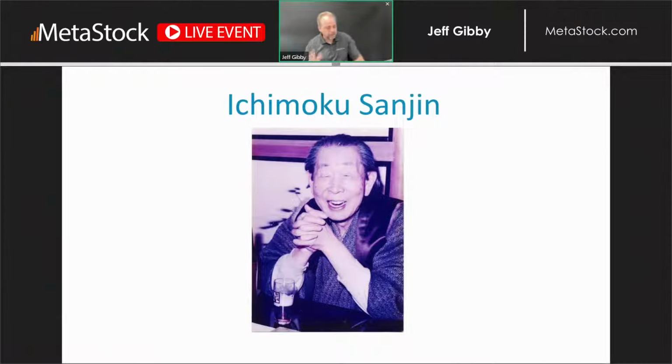Okay. So the gentleman on the screen is a guy by the name of Ichimoku Sanjin. His given name was Goichi Hosoda, and he was also known as Ichimoku Sanjin. He's the creator of the Ichimoku Kinko Hyo chart. It's like a collection of indicators, the Ichimoku indicators.